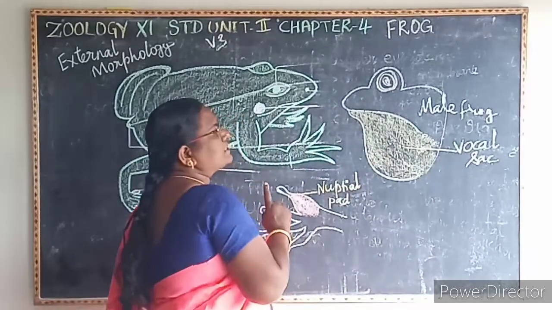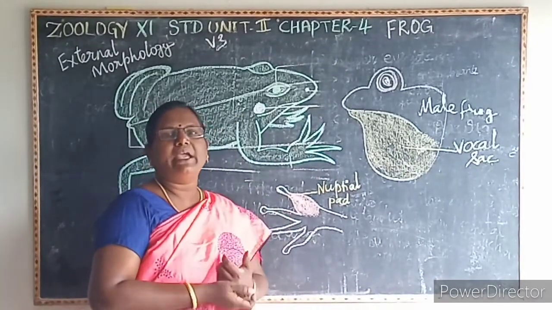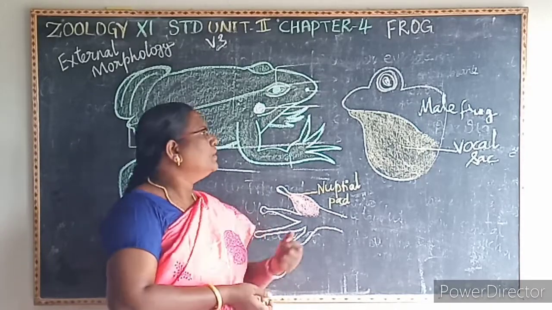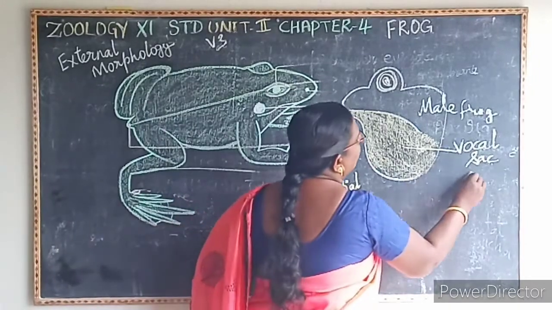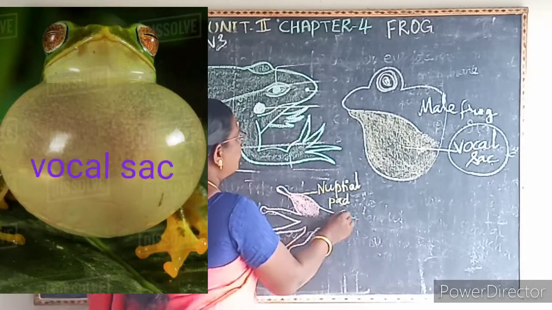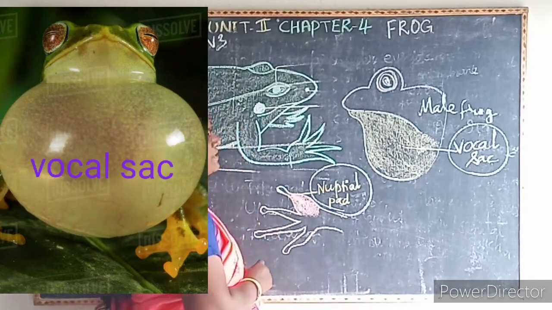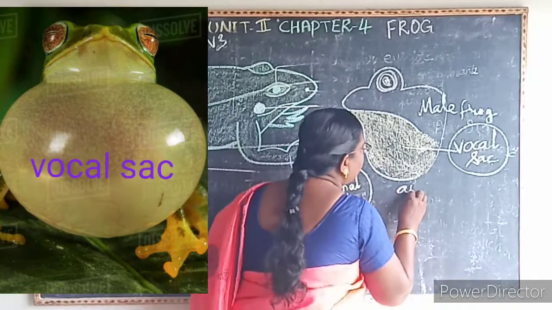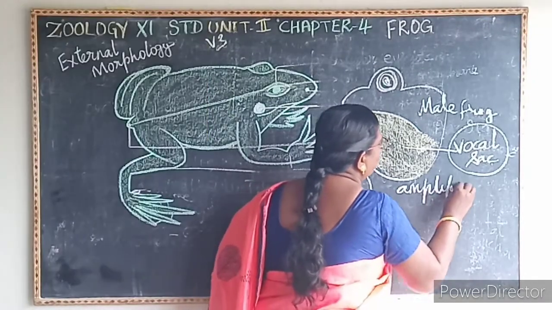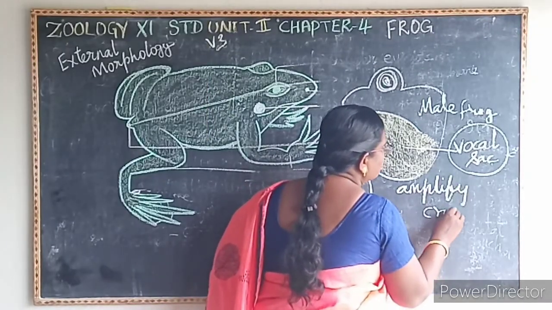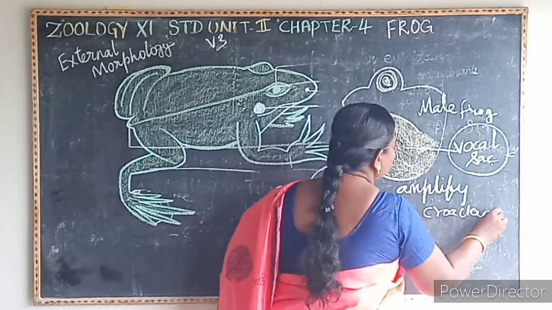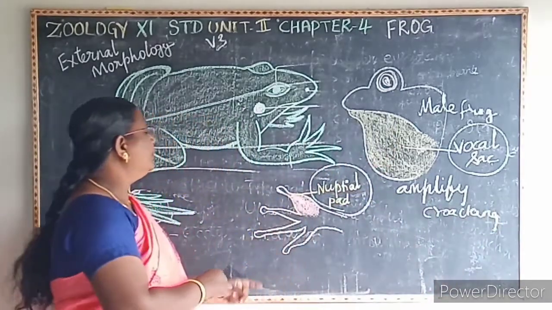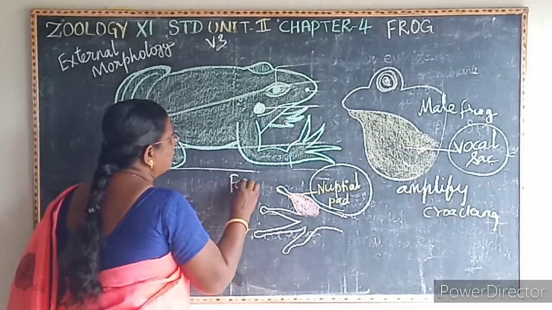It's a 2-mark question. Differentiate between the male frog and the female frog. In the male frog, you can see the vocal sac and the nuptial pad. The vocal sac helps to amplify the croaking sound of the frog. Then the nuptial pad, you can see it in the forelimbs.